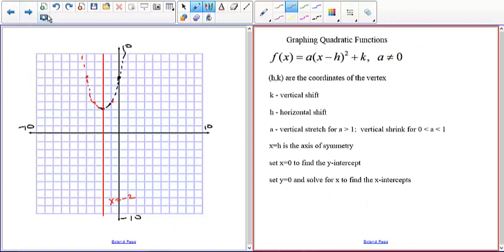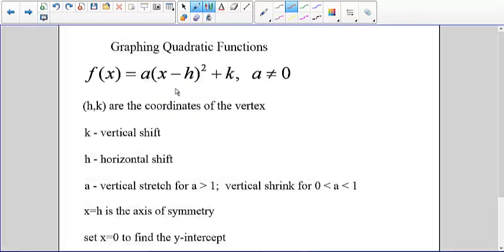Okay, so this is what we just did, but it's kind of formalizing the whole thing. So standard form, a cannot equal 0, or it's not a quadratic equation. Once you have it in standard form, h and k are the coordinates of the vertex. K is the vertical shift, h is the horizontal shift, a is the vertical shrink or stretch. If it's greater than 1, it's a stretch, and if it's between 0 and 1, it's a shrink. If this is positive, then it's pointing upward. If it's negative, then it's pointing downward.